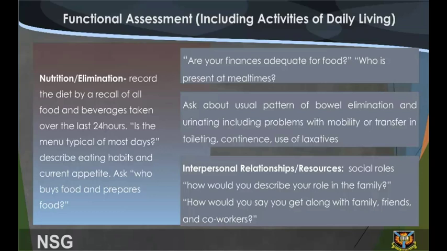Interpersonal relationships or resources. Social roles: how would you describe your role in the family? How would you say you get along with family, friends, and co-workers?